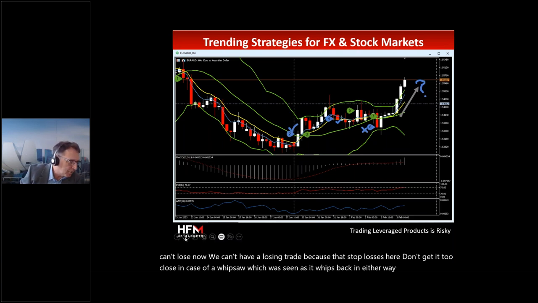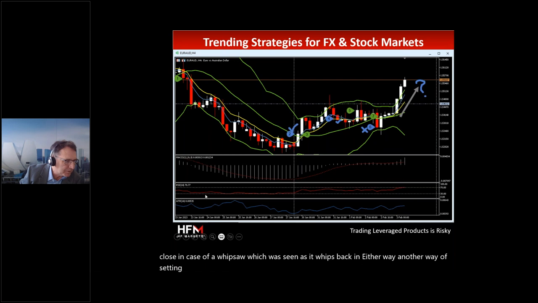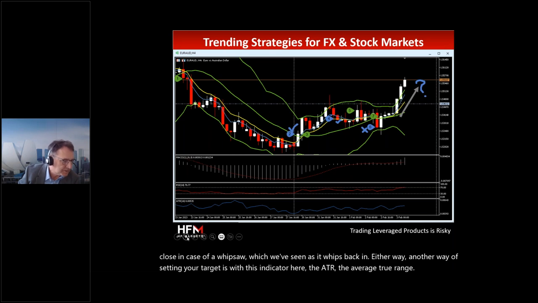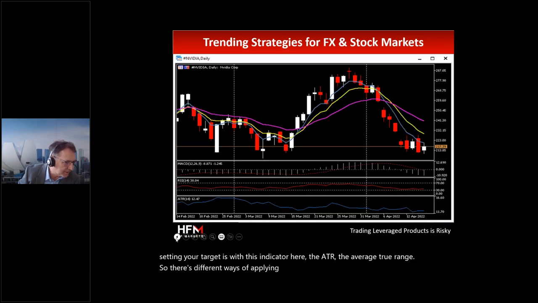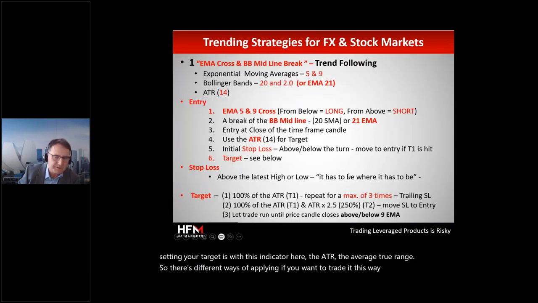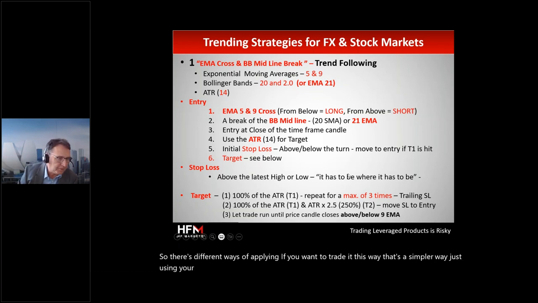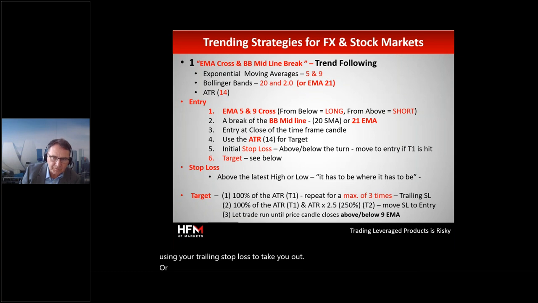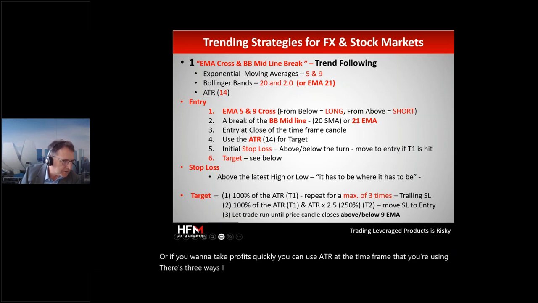Another way of setting your target is with this indicator here, the ATR, the average true range. There are different ways of applying it. If you want to trade it this way, a simpler way is just using your trailing stop loss to take you out. Or if you want to take profits quickly, you can use the ATR at the time frame that you're using. There are three ways I talk about. One is to use what the ATR is at the time.